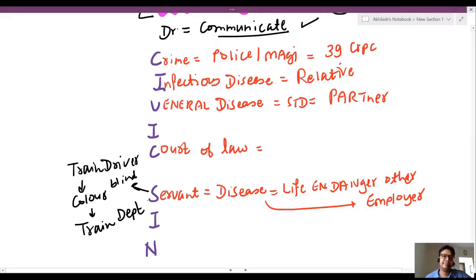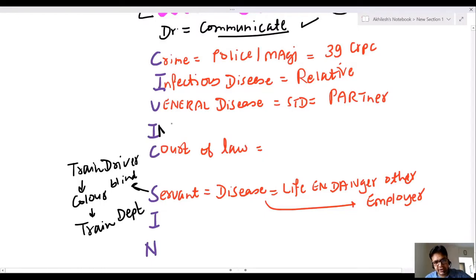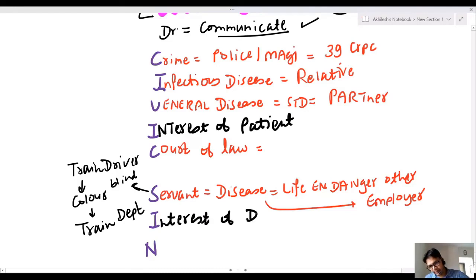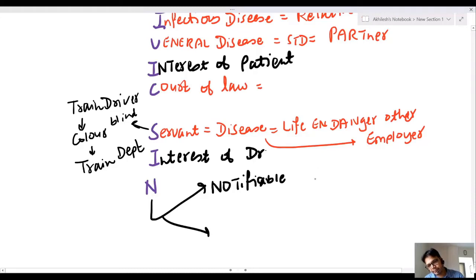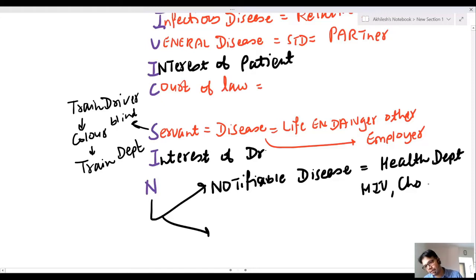Now, sir, what are the two I's? If there is any interest of the patient, it has to be informed to the patient or relative. Or if there is any interest of a doctor, it has to be informed to some people. Now, last two. N for notifiable disease. There are certain diseases in India which have to be notified to the health department, like HIV, like cholera, like plague.